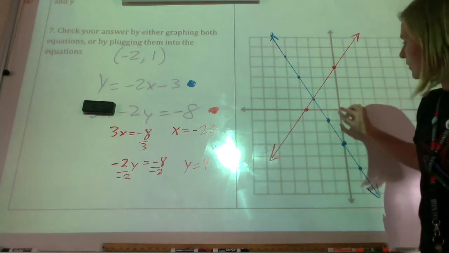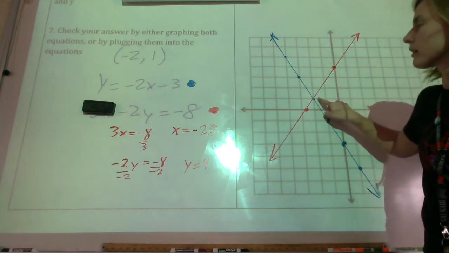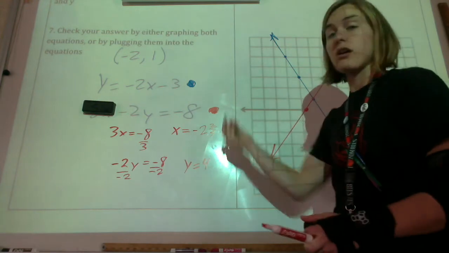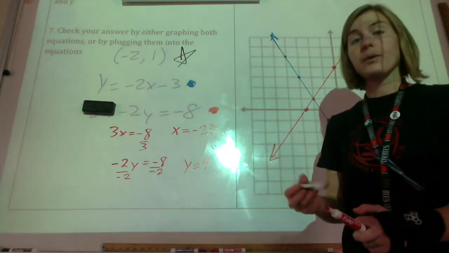And we can see, it looks like they cross at (-2, 1), which is exactly what we wanted. So we just confirmed that this really was our answer. Let's try one more example.